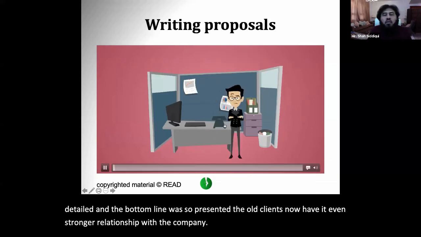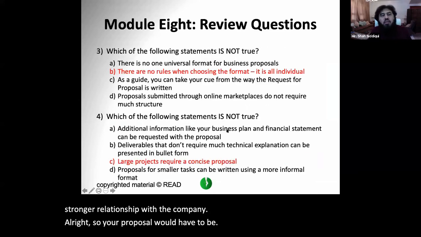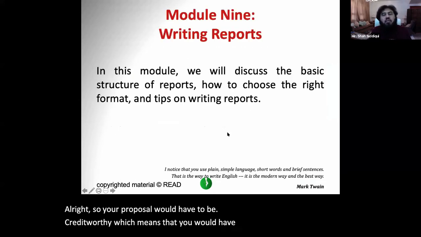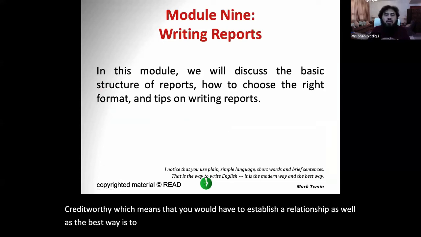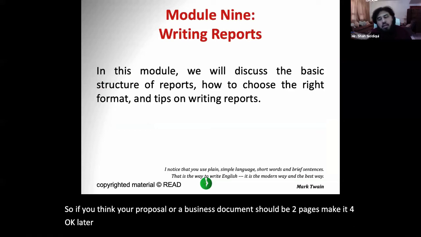All right, so your proposal would have to be credit worthy, which means that you would have to establish a relationship. The best way is to throw in as much information as you can, following the rules. So if you think your proposal or your business document should be 2 pages, make it 4, okay? And later on you can edit it. That always helps.